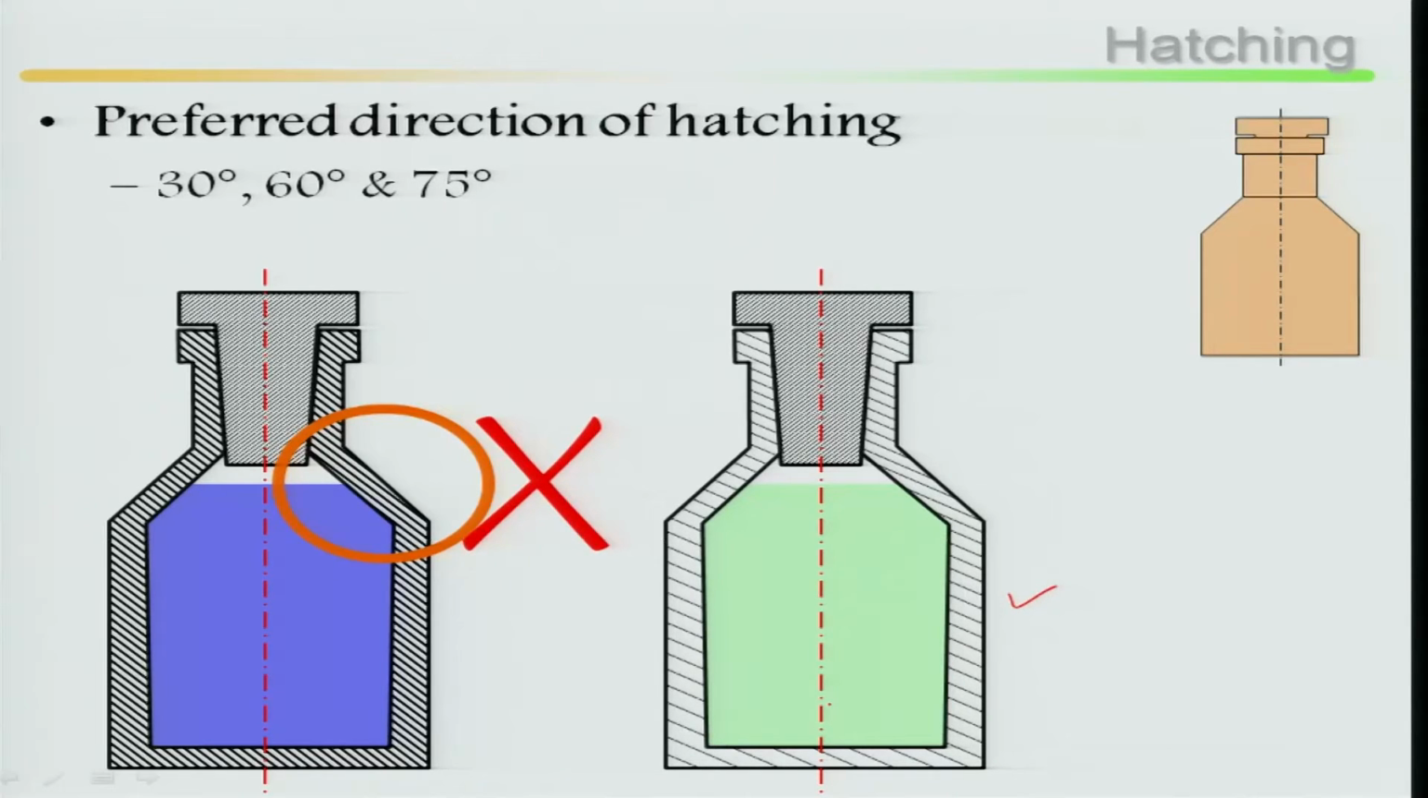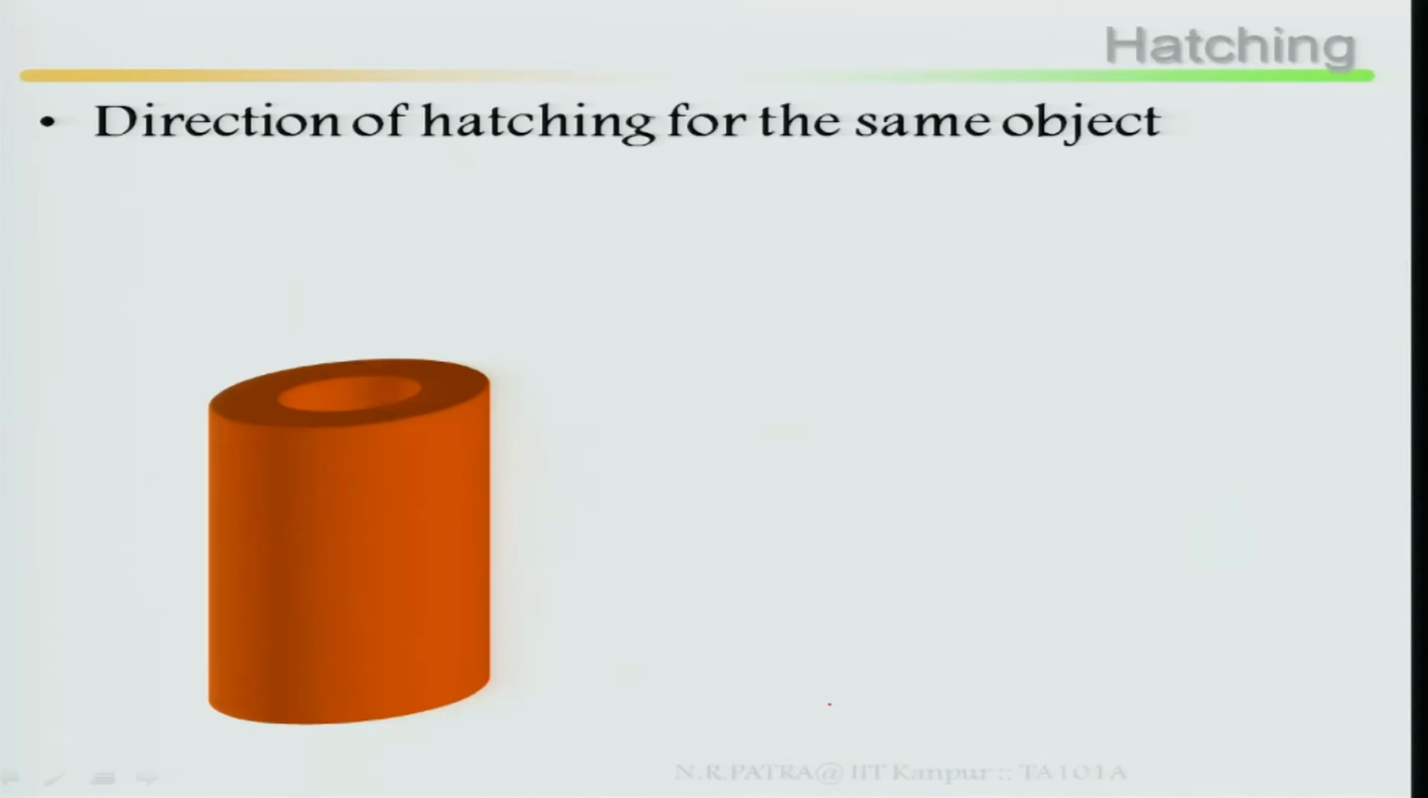Again, the direction of the hatching has been maintained at 30 degree. So, hatching has to be done with a direction of particularly 30 degree, 60 degree and 75 degree. This is the second principle, this is correct.